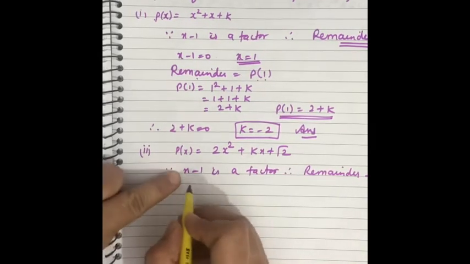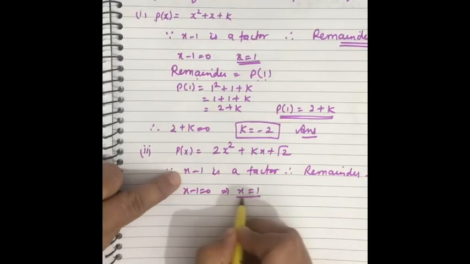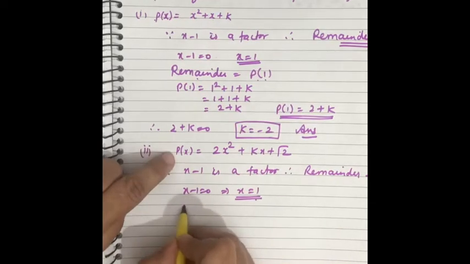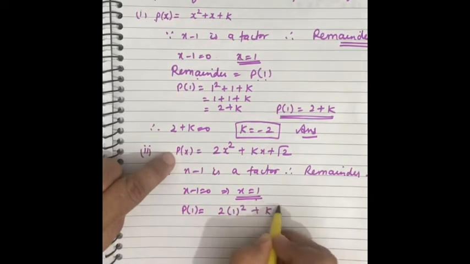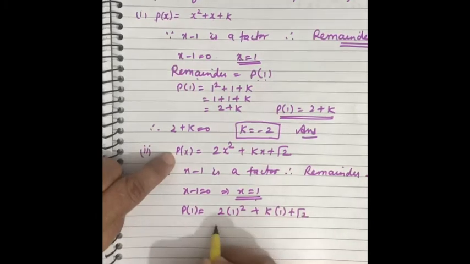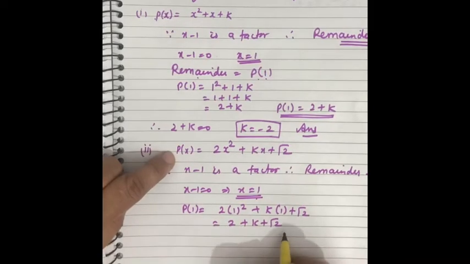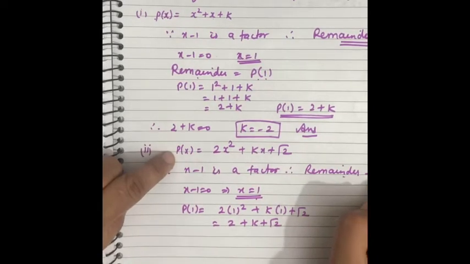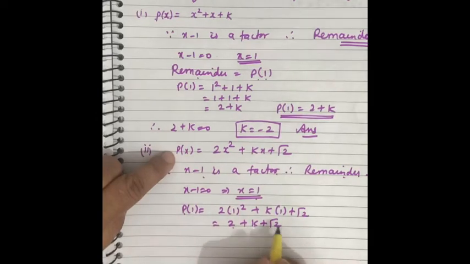We will take this linear polynomial is equal to 0. We will find the value of x. X is equal to 1. Substitute over here. P(1) is equal to 2 times 1 square plus k into 1 plus root 2, so 2 plus k plus root 2. But we have to take remainder is equal to 0 because this is a factor. Remainder is coming as 2 plus k plus root 2. Okay, all the three are unlike terms. We can't add unlike terms.